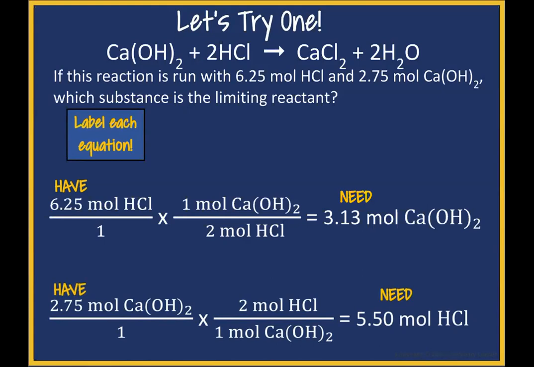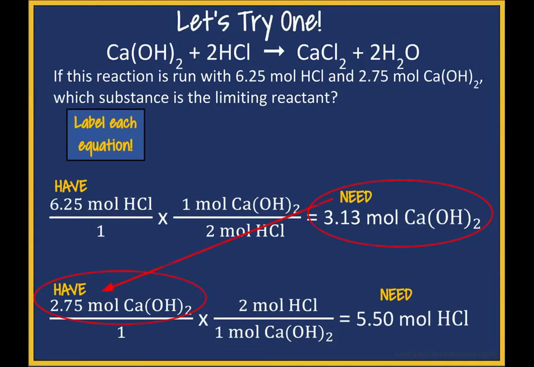Both of these halves are what they gave us. And we're going to change the number of moles of CaOH2 to moles of HCl. So we flip these because this fraction is flipped. So 2 moles of HCl to 1 mole of CaOH2. Those come from the coefficients in the balanced equation. We would need 5.50 moles of HCl. Okay, if we have 2.75 moles of CaOH2, we need 5.5 moles of HCl.